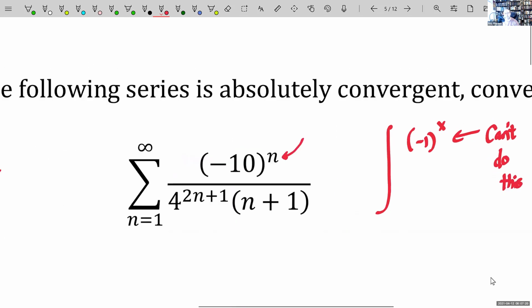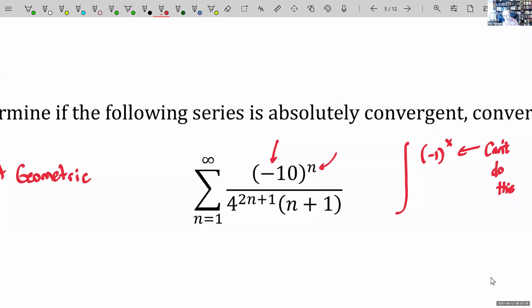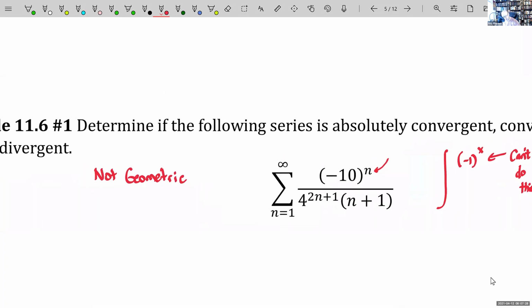There's just no way. So whenever you have an alternating term or an alternating factor, the integral test is out of the equation. Integral test? Nope, you can't do that. So looking through the other tests, I'm not going to write them all down, but those two are the ones that I just quickly want to showcase. It's neither of those.